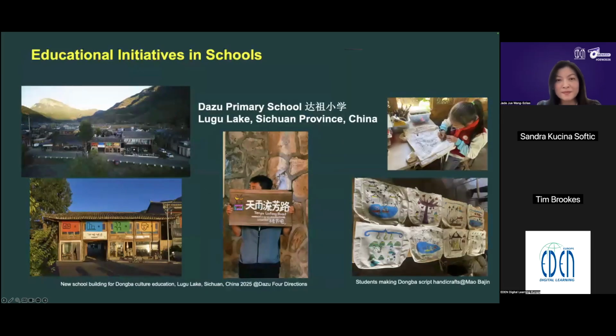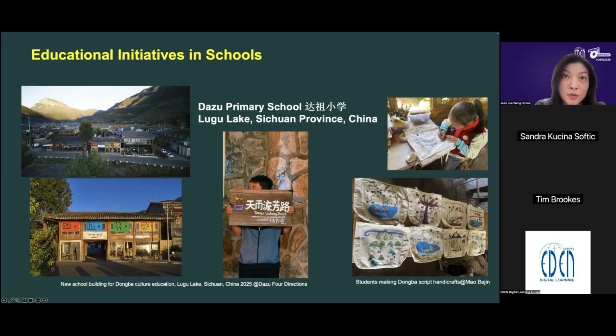And I just want to give a case of Dazu Primary School. For more than 10 years, the primary school, Dazu, integrated Dongba culture in its curriculum. And that's not very usual in the Nashi region. However, it is now facing difficulties, and teaching of Dongba culture has recently been restricted. And they managed to find alternative spaces last year to continue teaching Dongba culture, as you will see on the left part of the slide.